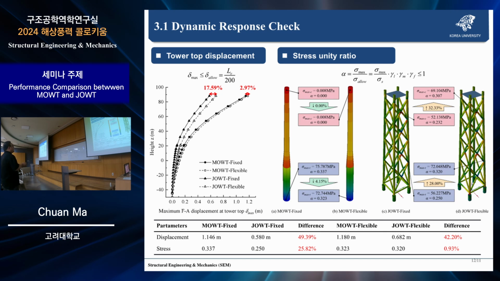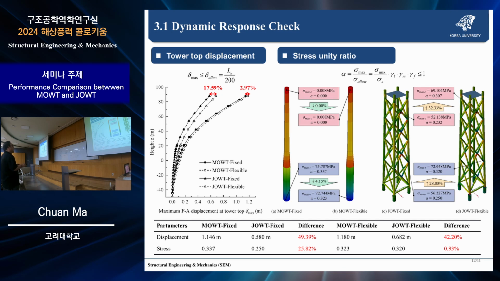For the displacement of the monopile and jacket, we can see it has a big difference. The monopile of the turbine under the same load condition is larger than the jacket of the turbine. The difference is around 49%, and this is for the fixed foundation. If we consider the foundation as very flexible, the difference is around 40%.